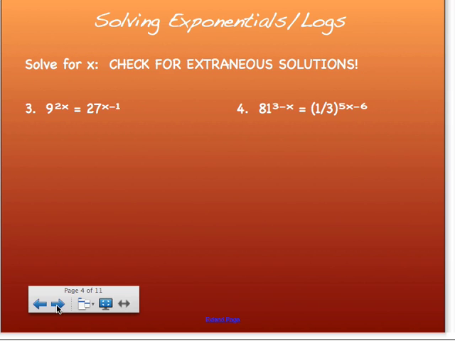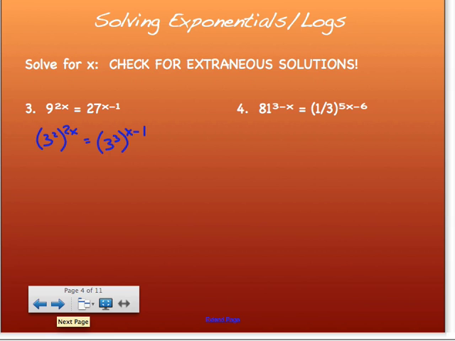What about number 3? It says 9 to the 2x equals 27 to the x minus 1. Same issue. I don't have the same base. Okay, but I already know something's up because I can see that 9 and 27 are multiples of 3. So would you agree that if I had 9, that's really the same as 3 squared, still all raised to the 2x, equals 27? Well, 27 is really just plain old 3 to the third, all raised to the x minus 1.